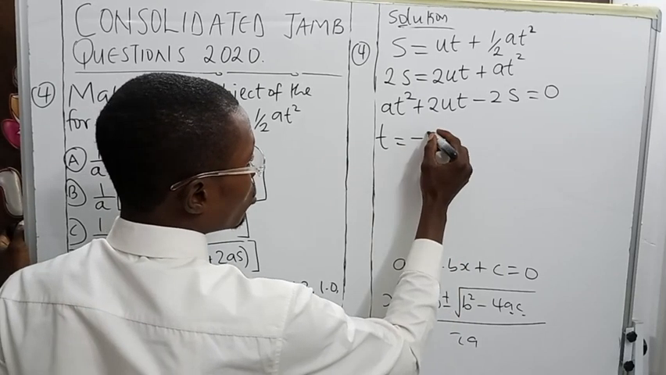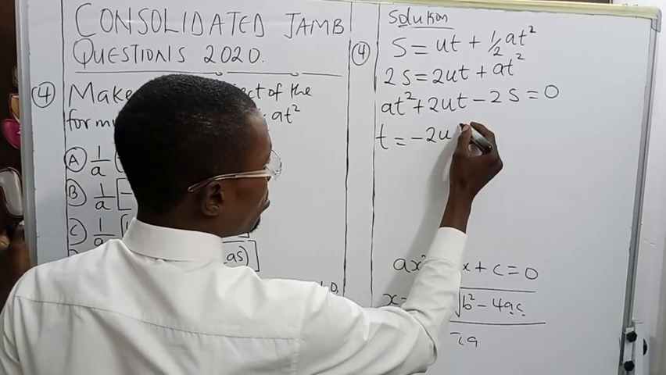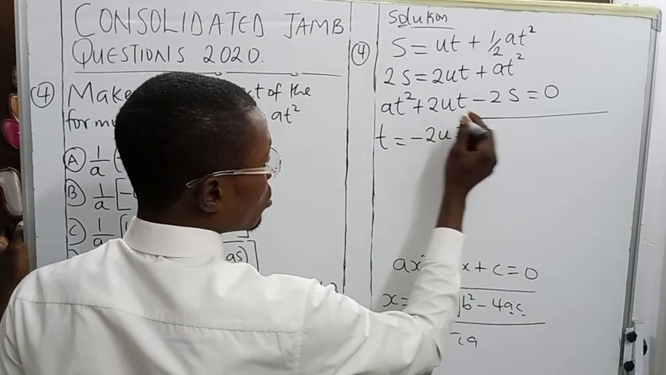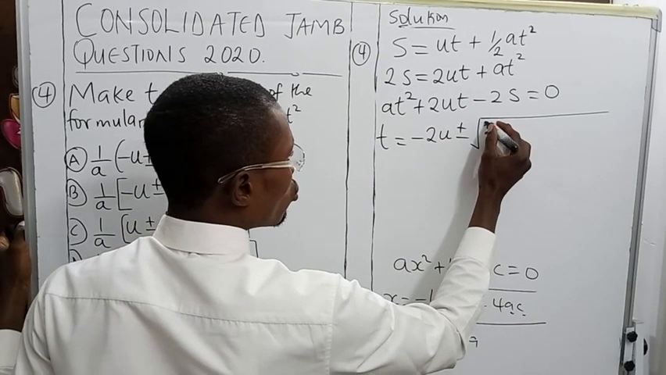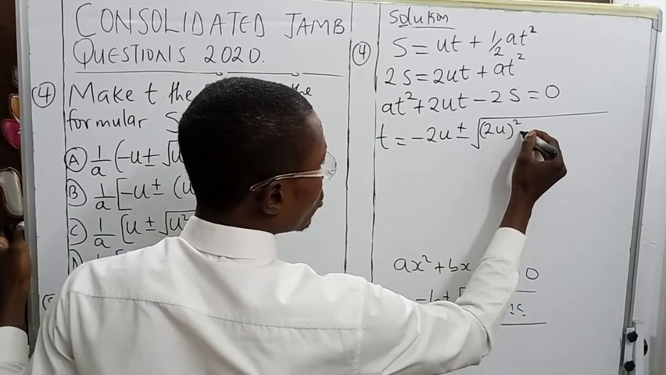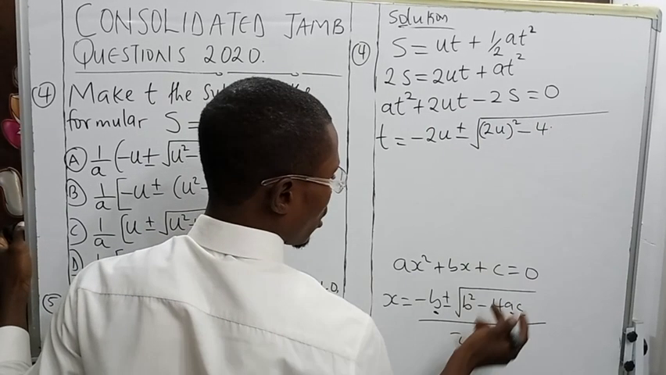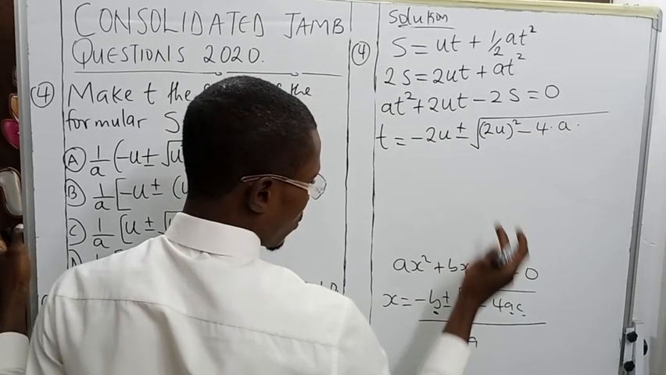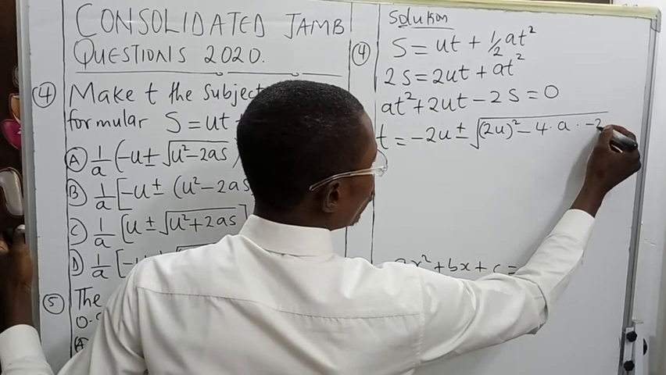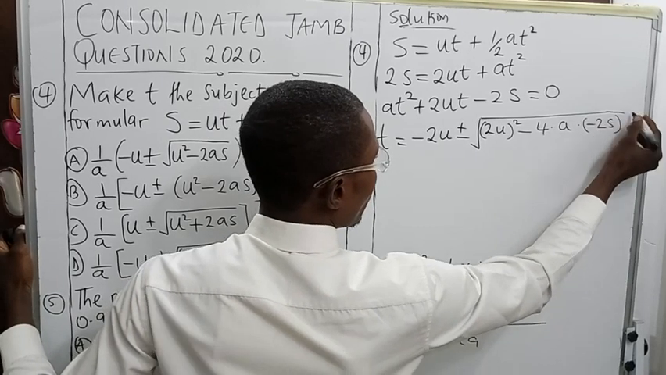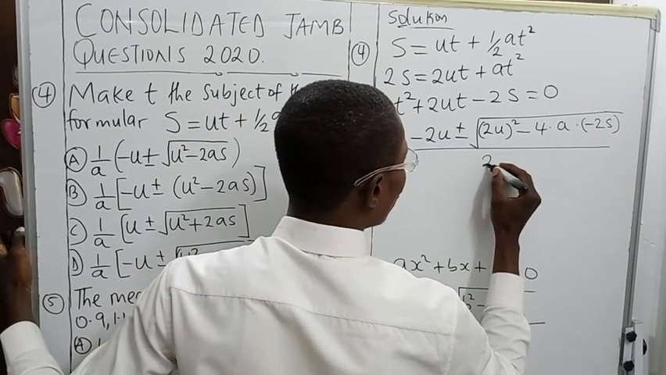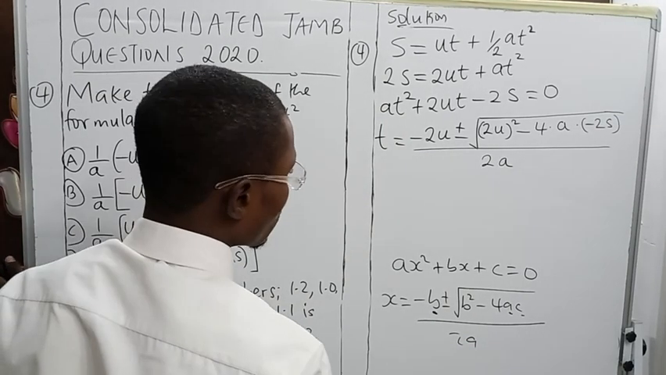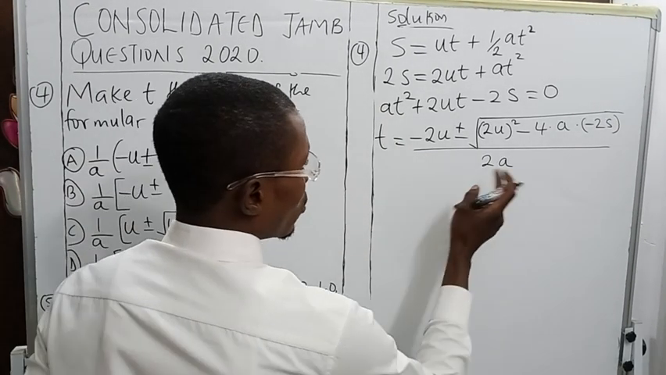Minus the middle term, minus 2u, plus or minus the square root of b squared, the middle term 2u squared, minus 4 times a, the first term here is a also, times c, the constant term, minus 2s. Everything over what? 2a. 2 times a, the first term here is a. So I can wipe this now. Okay, so I resolve this.